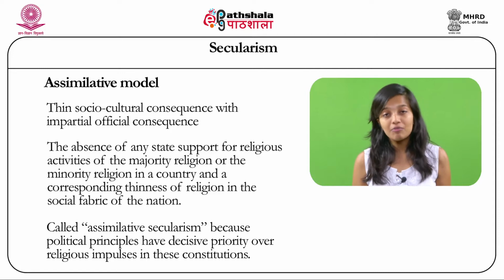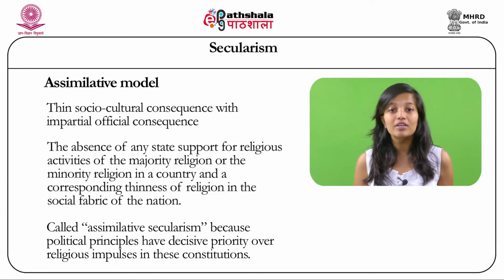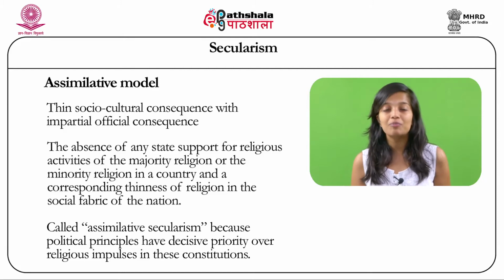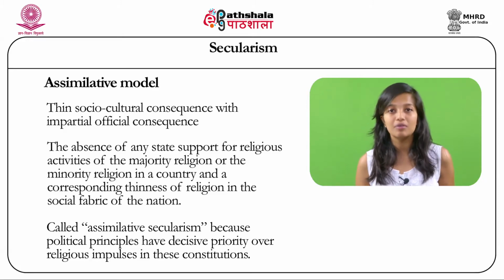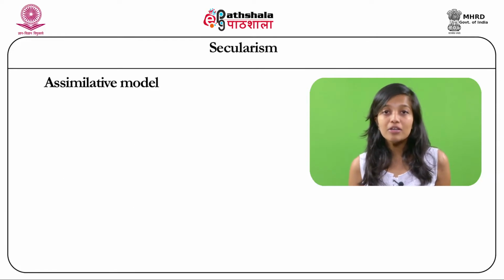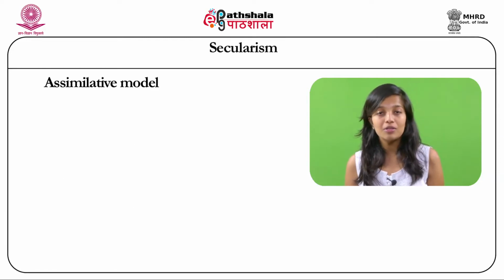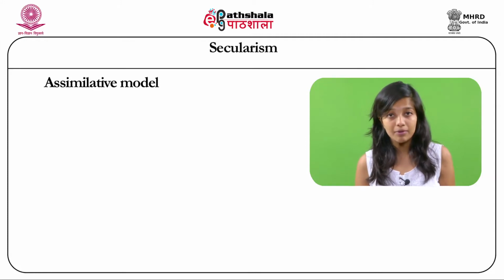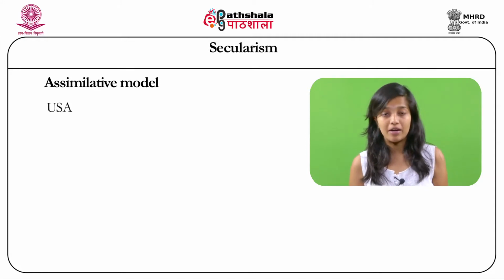Why is this called the assimilative model? It's called the assimilative model of secularism because over here, political principles have a decisive priority over religious impulses, and within the constitutional framework, there is a tendency for people to be assimilated into a single uniform polity. A good example of the assimilative model, as we can also see in Professor Jacobson's table, is the case of the United States of America.